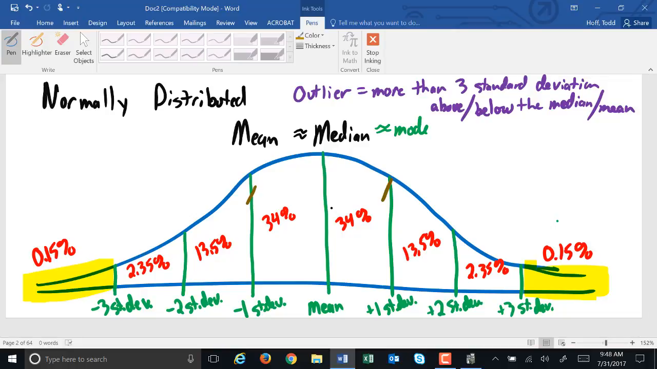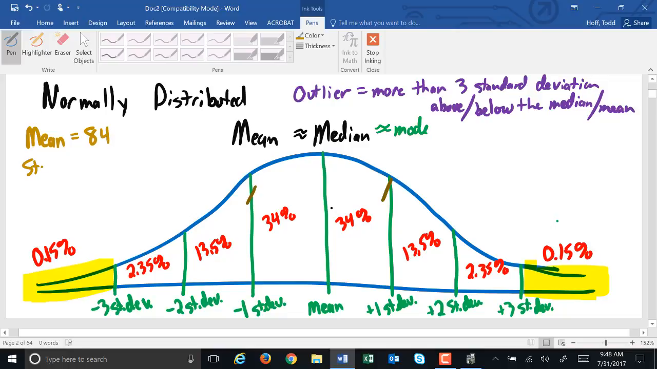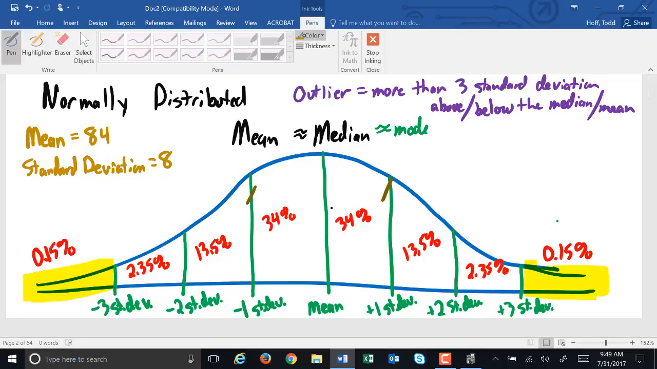Let's say that I look back at the 13 years or so that we've taught this course, and I say that the mean final grade in this course is an 84, with a standard deviation of 8. What does that mean?